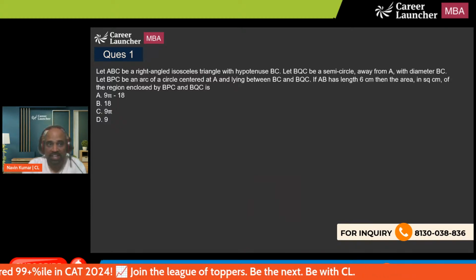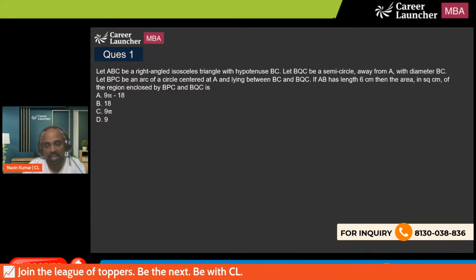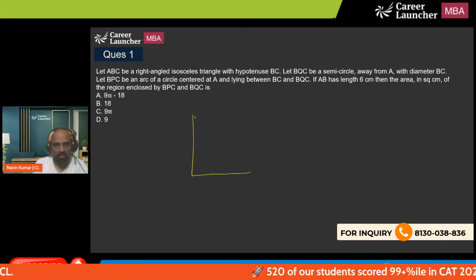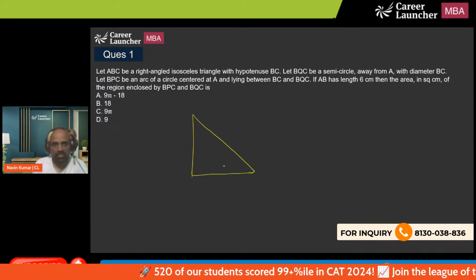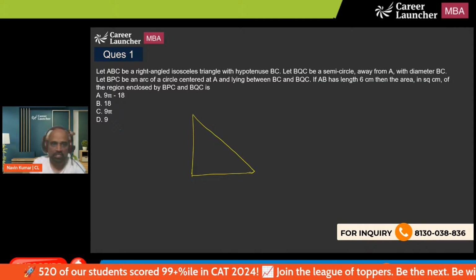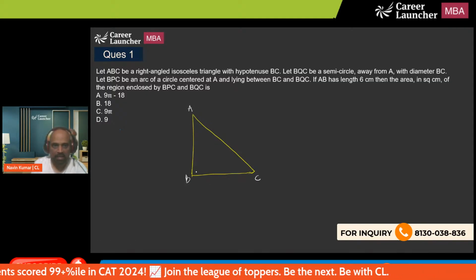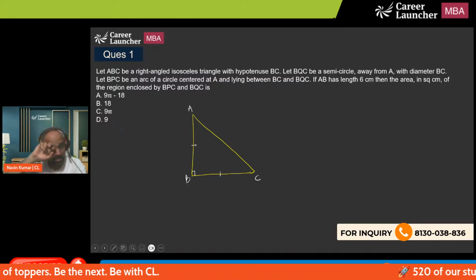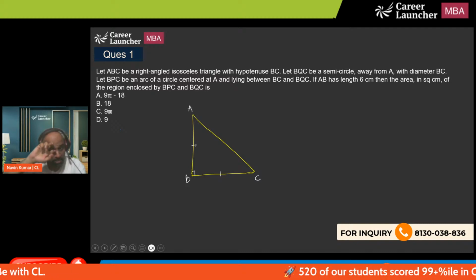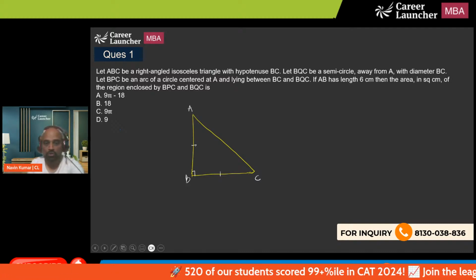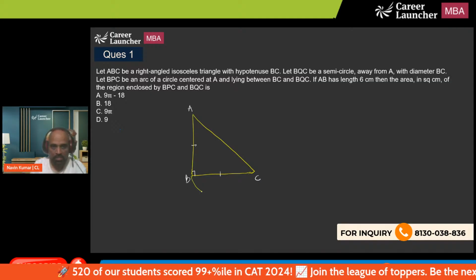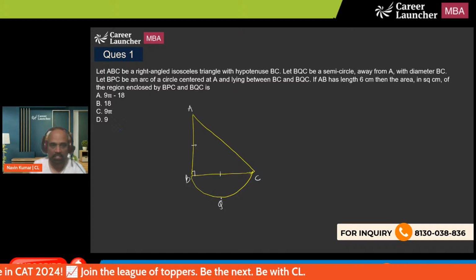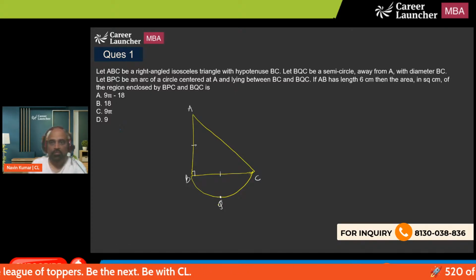So the first question says, let ABC be a right angled isosceles triangle with hypotenuse BC. So, right angled isosceles triangle. So this is A, this is B, this is C, and this is 90 degree, and they are equal. So this is an isosceles right angle triangle. Let BQC be a semicircle away from A. So we are told to draw a semicircle away from A. Okay, and this point is given as, let's say, Q here, with diameter as BC.